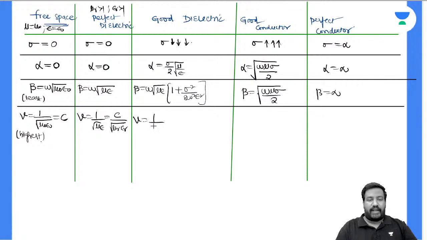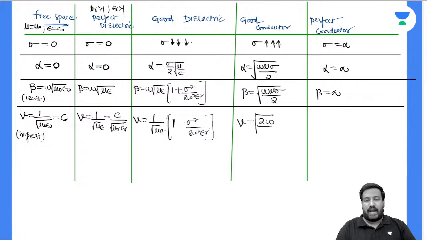In good dielectric, velocity V is 1 by under root mu epsilon into 1 minus sigma square by 8 omega square epsilon square. Still decreasing. In good conductor, velocity is under root of 2 omega by mu sigma. Sigma is a very large value, therefore V is still decreasing. In perfect conductor, conductivity is increasing to infinity, velocity is 0.